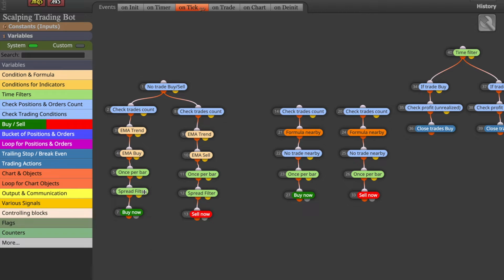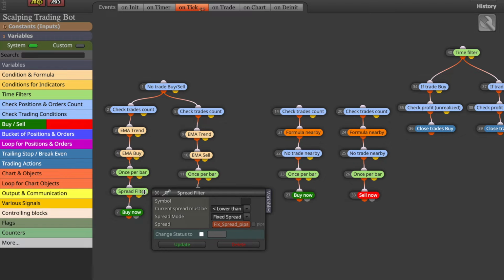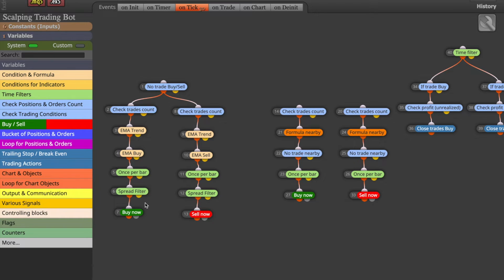Now going back, spread filter, quite important, especially in a scalping system. What is a scalping system? I will link the according video I made about scalping trading systems here in the upper right corner. But in a nutshell, you simply take very small profits. Your stop losses are much bigger than your take profits, so you have to win the majority of your trades, somewhere in the 70-80% ballpark somewhat.